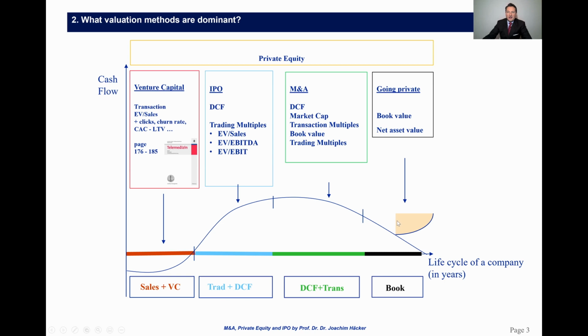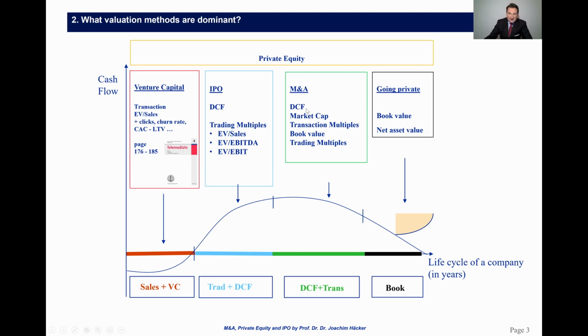If we start with phase 4, we see in the going private phase, the so-called book value, the net asset value, is the dominant one. How can I calculate the book value? Well, basically, you take the equity position of the fully consolidated balance sheet and subtract the minorities. This results in the book value.